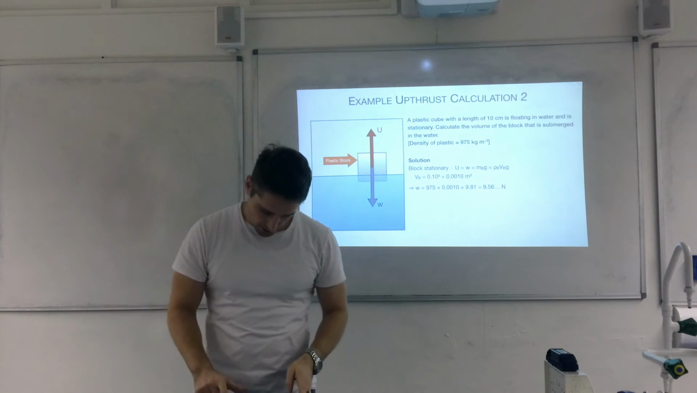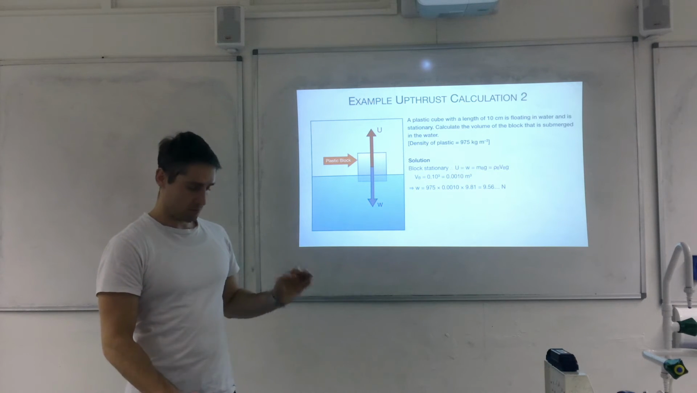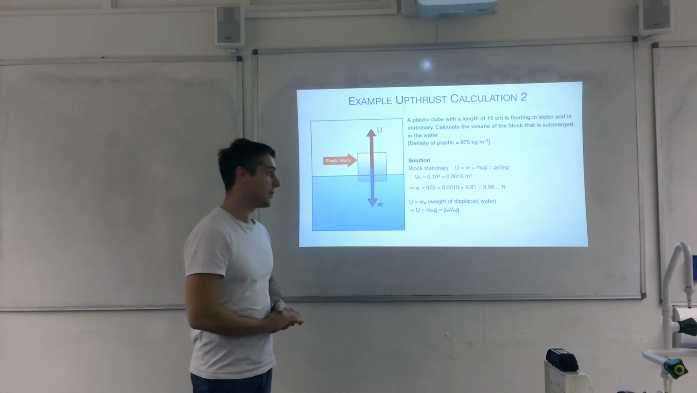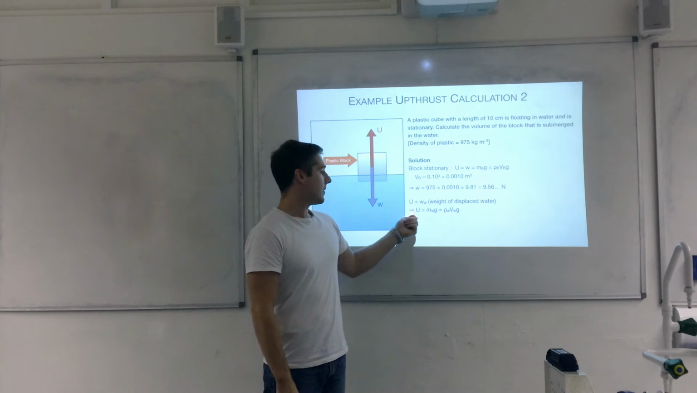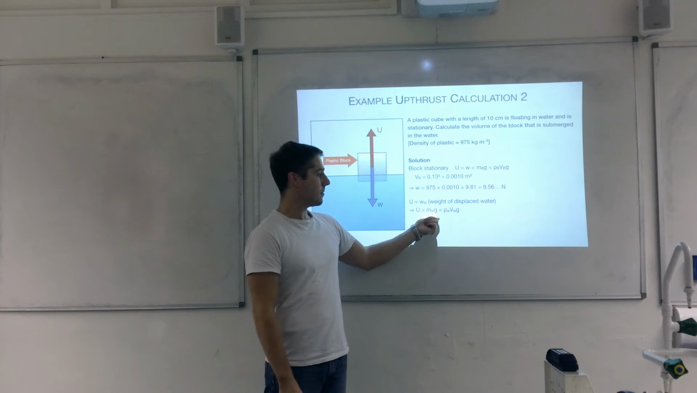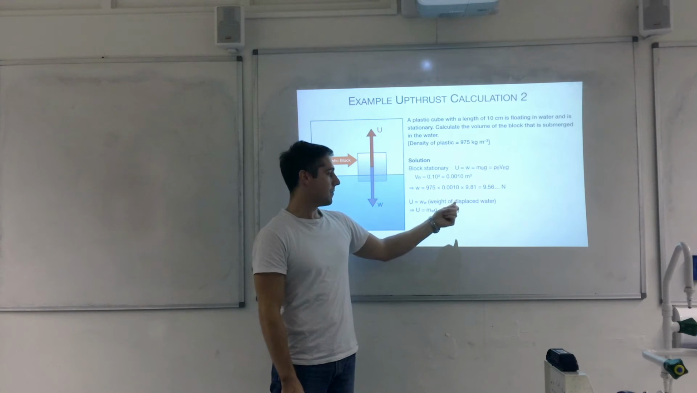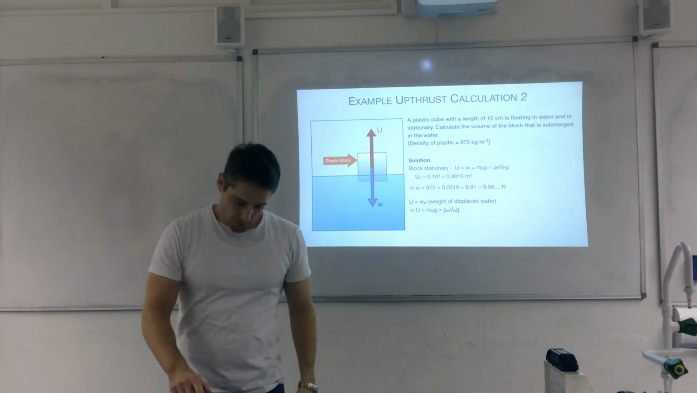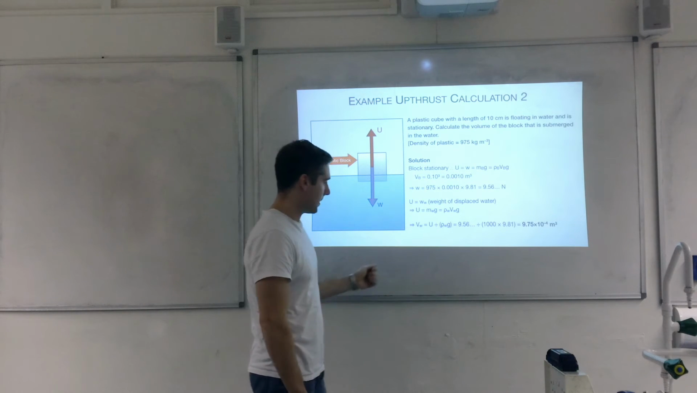So I have the weight of the block. Next I need to use the upthrust to do a calculation. The upthrust equals the weight, and the upthrust is equal to the mass of the water that is displaced multiplied by g, which equals the density of water multiplied by V multiplied by g. I've already given the density of water as 1,000 kilograms per cubic metre.